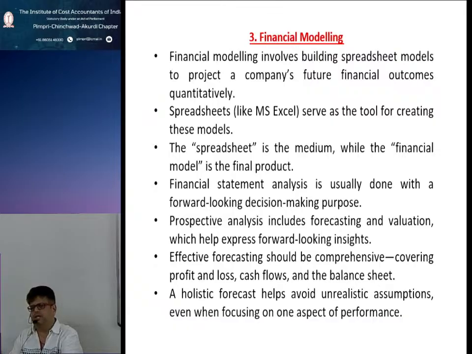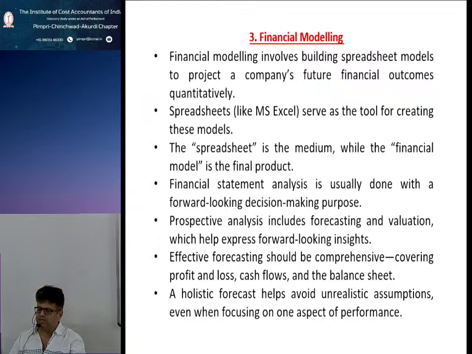In short, financial modeling is using spreadsheets, Microsoft Excel or any similar tool to prepare a financial forecast for a company. A spreadsheet like MS Excel serves as a tool for creating these models. The spreadsheet is the medium, while the financial model is the final output or final product. In earlier days when computers were not there, financial forecasting used to be done by organizations manually. With the advent of technology and computers, and the various spreadsheets available as a tool, it's possible to set the template or formatting for preparing a financial forecast for a particular organization. Therefore, the spreadsheet is a medium or tool, and the financial model is the final product prepared, and that's what is called financial modeling.